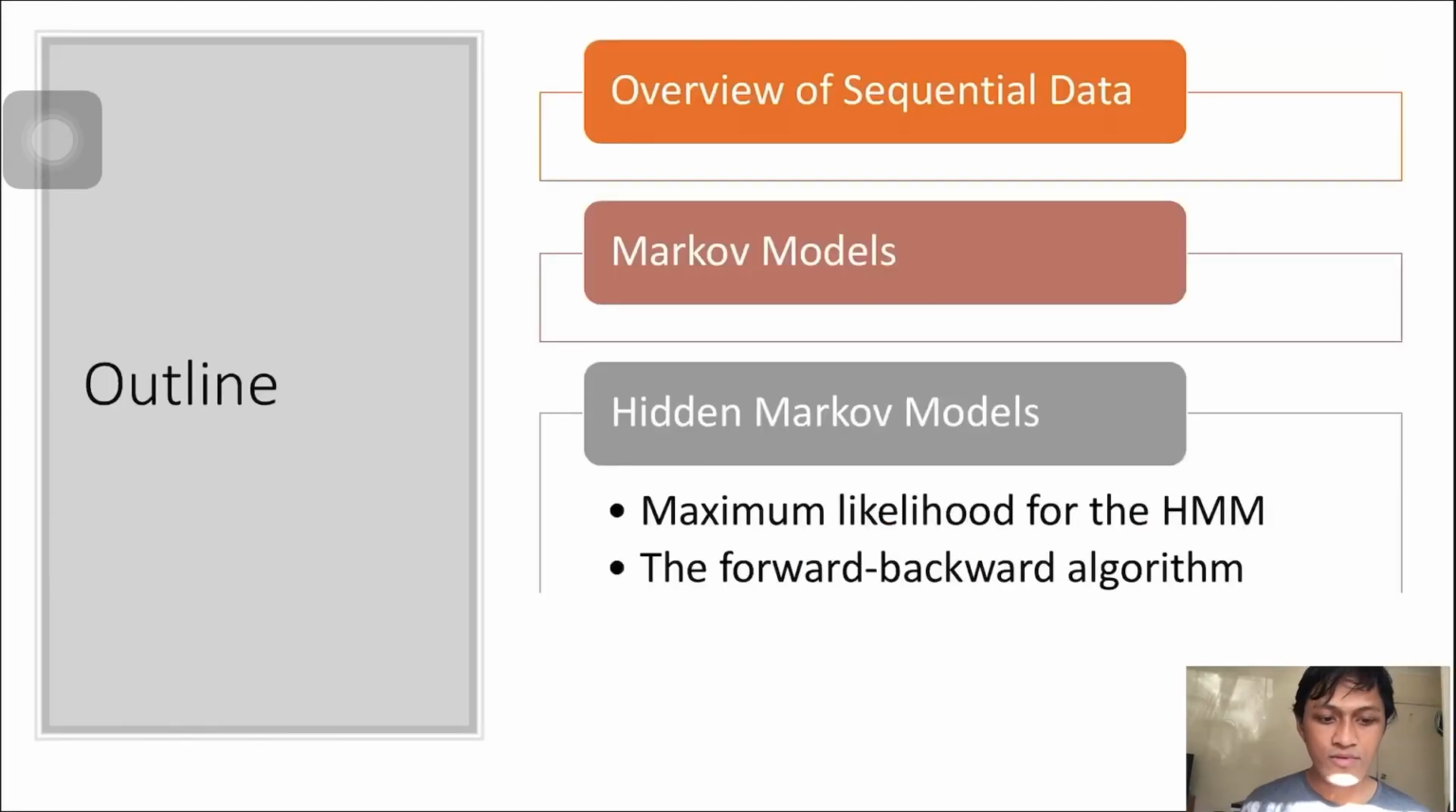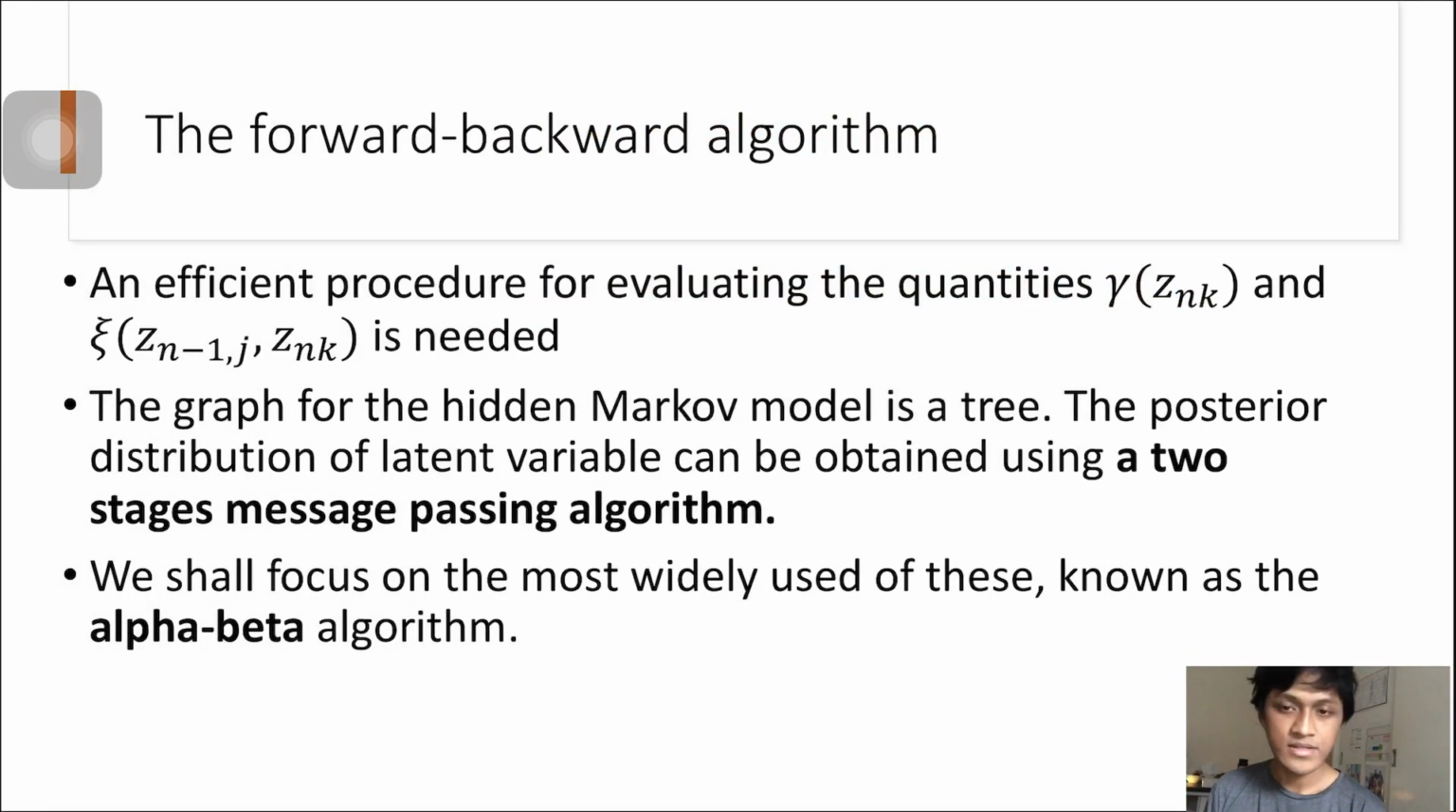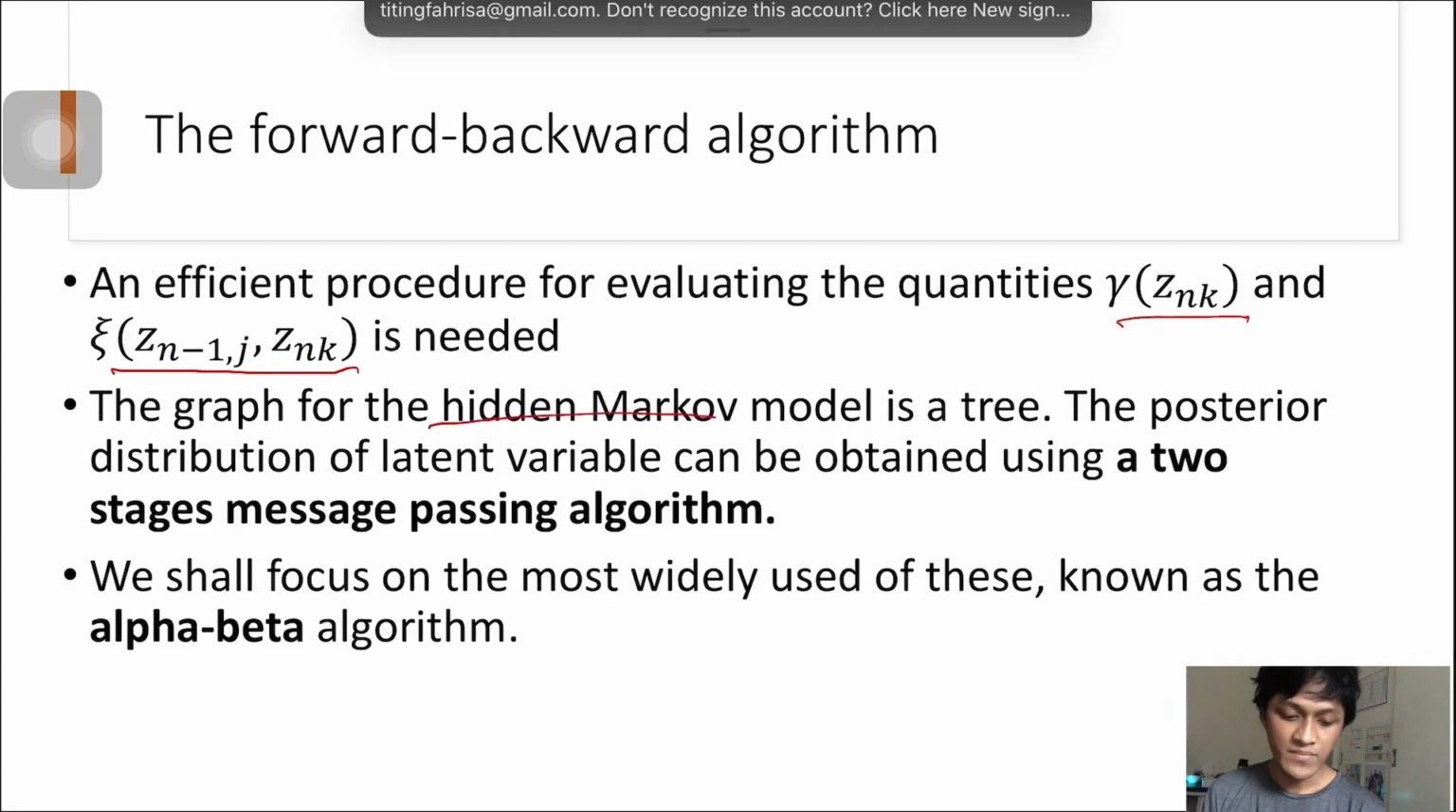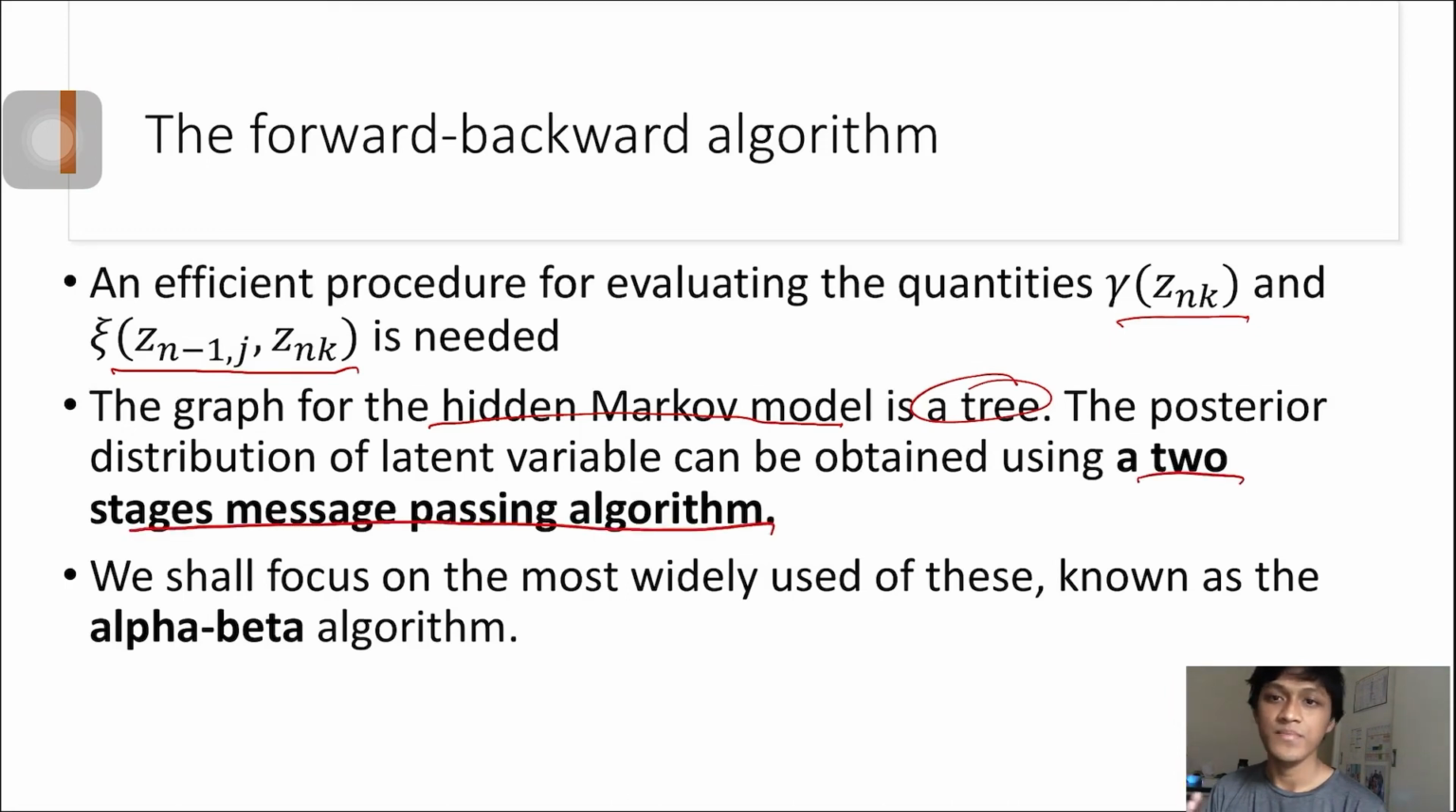For the next part, we will discuss the forward-backward algorithm. The idea behind this algorithm is that we need to find an efficient way to compute gamma(znk) and epsilon(Zn-1,j, Znk). The graph of the HMM is a tree, so we can get the posterior distribution of the latent variables by using a two-stage message passing algorithm. This algorithm has many variants. However, in this presentation, we will focus only on the alpha-beta algorithm.